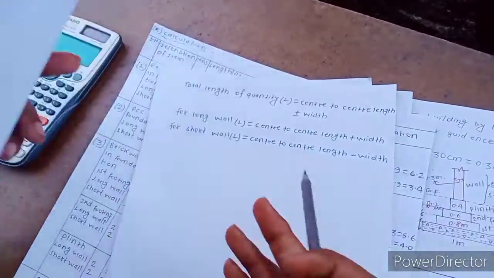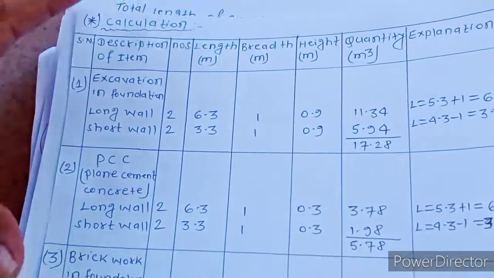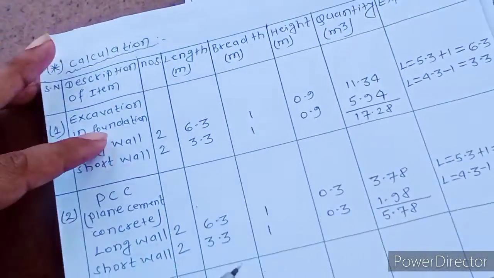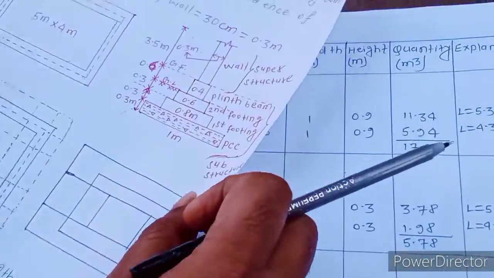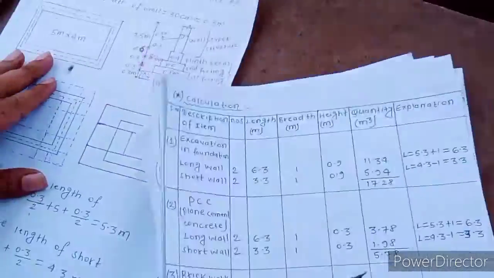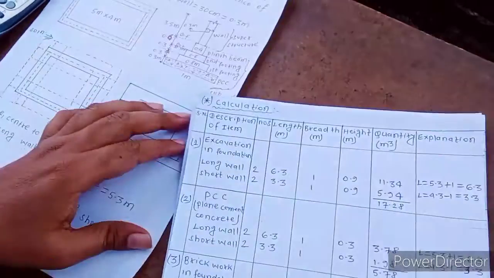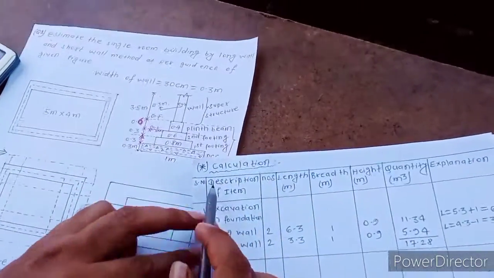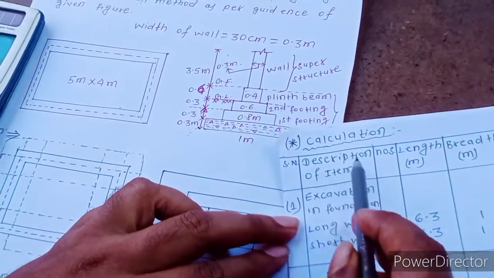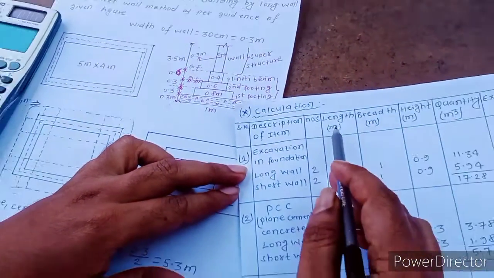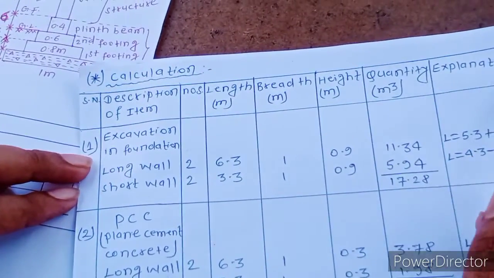After that, we are going for calculation according to this figure. Here we have to make this type of table. Here is the serial number, description of item, numbers, length in meter, breadth in meter, height in meter, so the quantity also becomes in meter cube, and here the explanation.